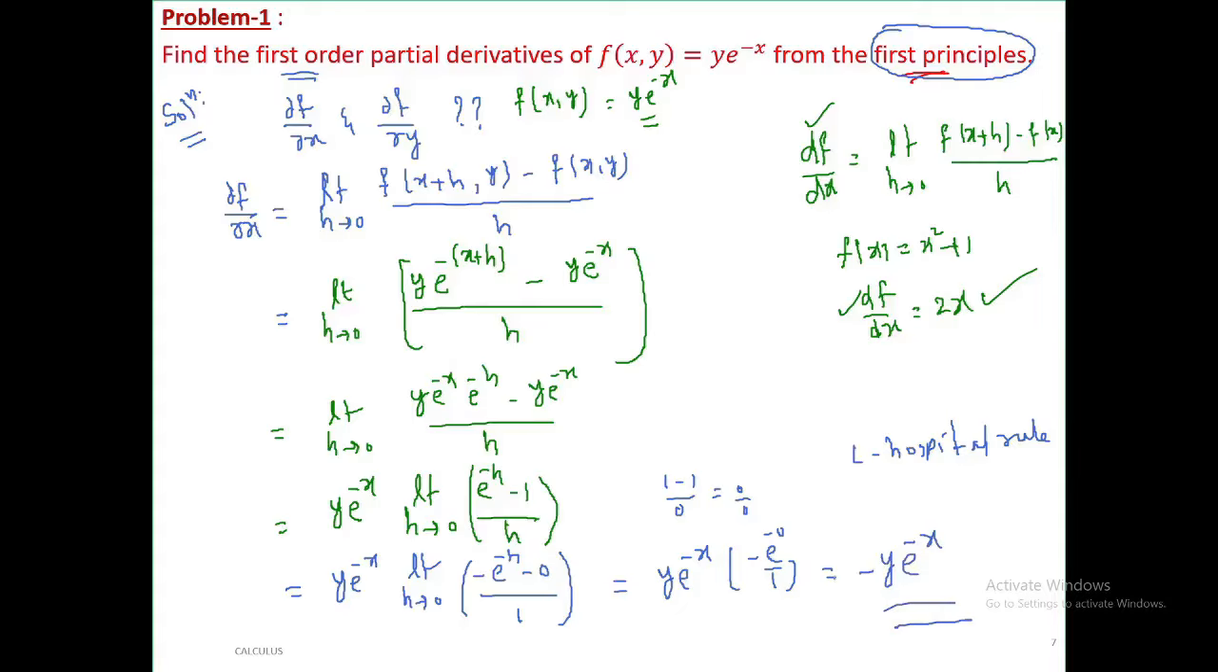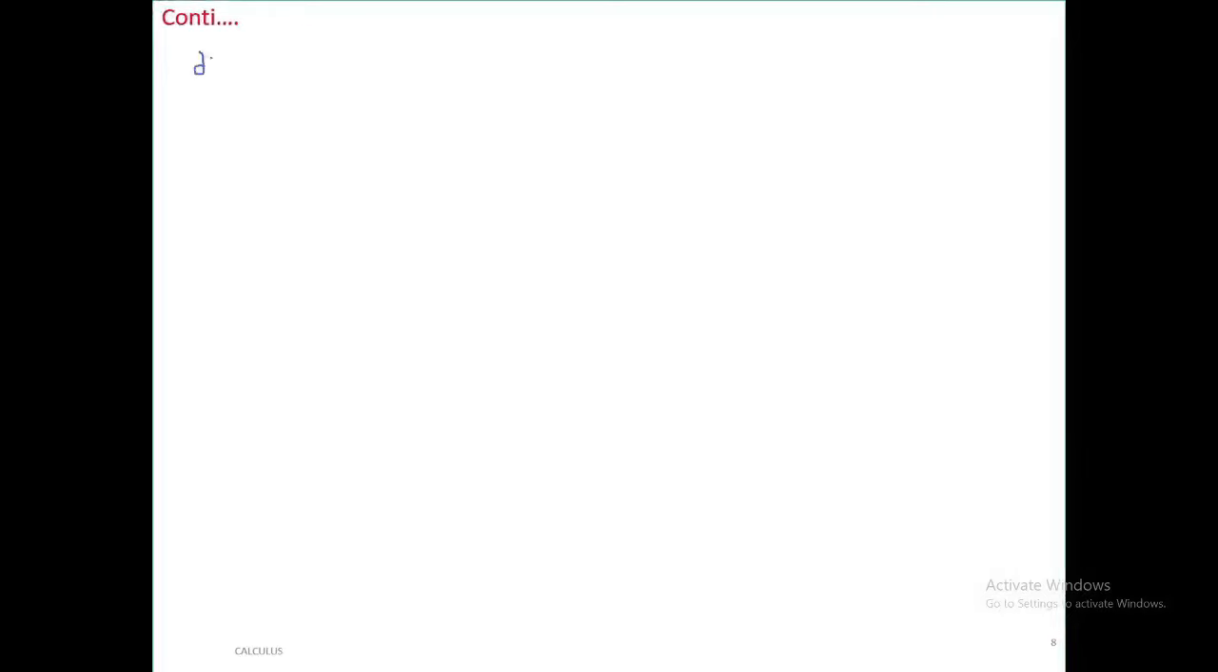Okay. Similarly, with respect to y, that means dou f by dou y. Now the variation is in y. So limit h tends to 0 of f of x comma, I have to do variation in the y coordinate, y plus h, minus f of x comma y, divided by h. So what is the function?